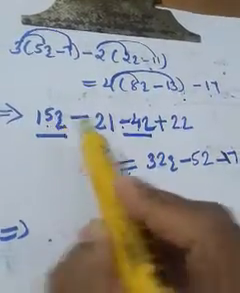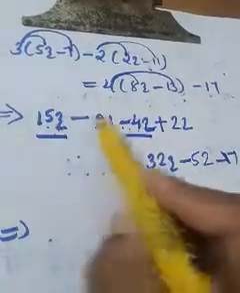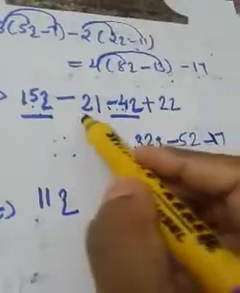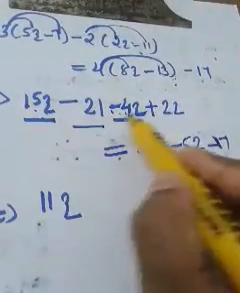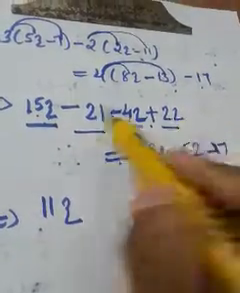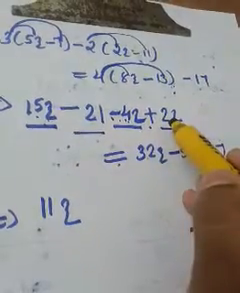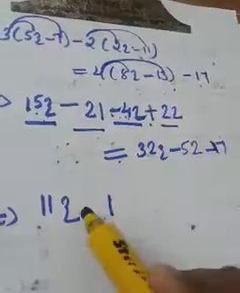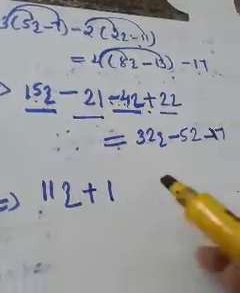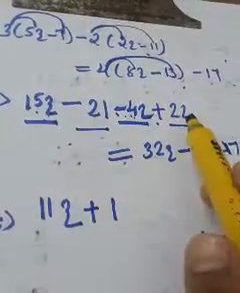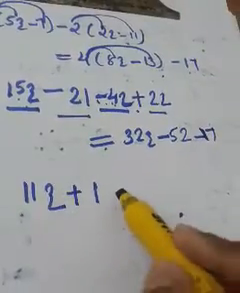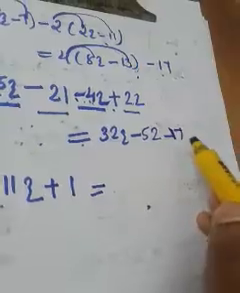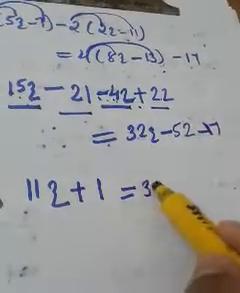What is 15z minus 4z? What is 15 minus 4? 11. So we will get 11z. Then the numbers. What is minus 21 plus 22? The difference is 1 and the bigger number is 22. Its sign is plus. So answer will be plus 1. Minus 21 plus 22 is nothing but plus 1. You may have understood. Okay. Just like that, here 32z is there. There are no terms with the z, so just write 32z as it is.